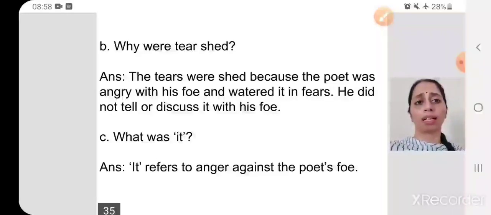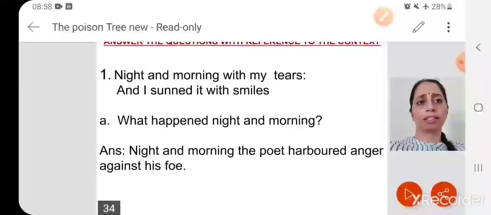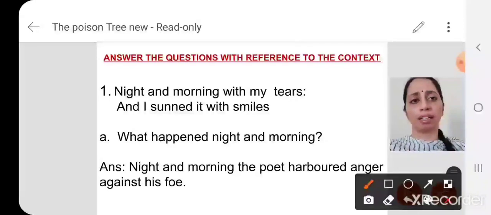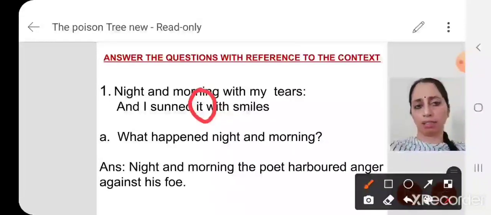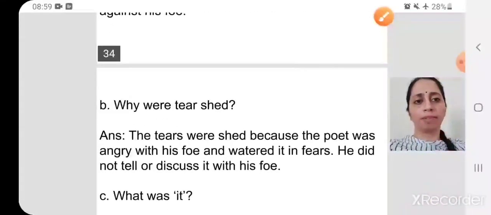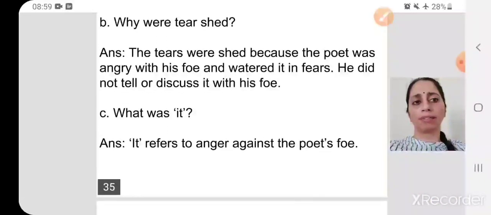What is this "it" over here? Look at these two lines: "Night and morning with my tears, and I sunned it." What is this "it"? It is the anger, the wrath that the poet is talking about. Clear? So let us see the answer. What was it? It refers to the anger against the poet's foe.